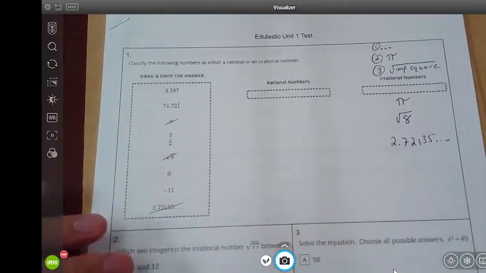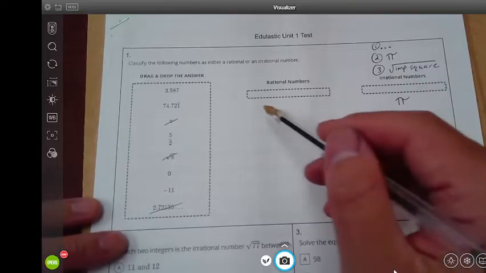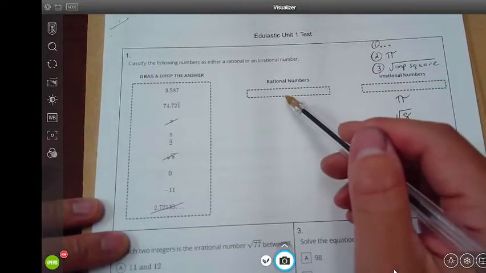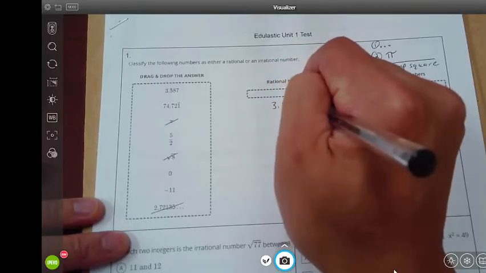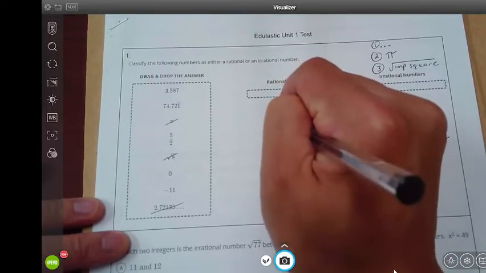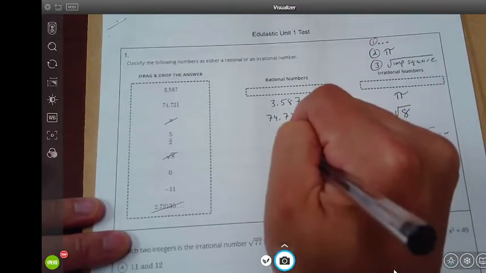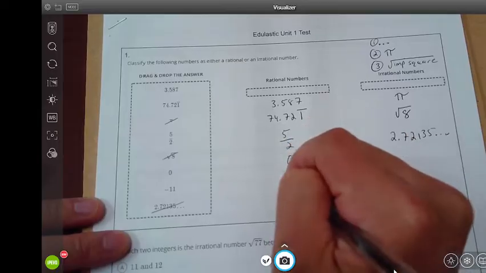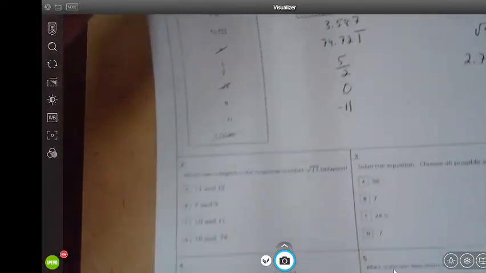Okay, and then everything else, if it doesn't have any of these three visual indicators, everything else goes into rational. Okay, so you have 3.587, 74.721 with the 1 repeating, 5 halves, 0, and negative 11. Okay.